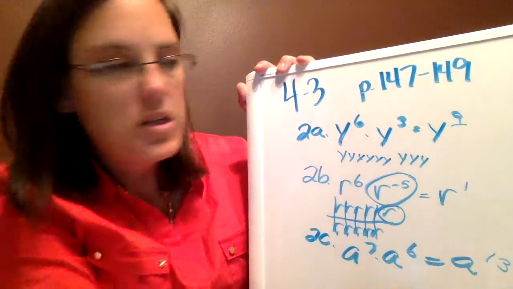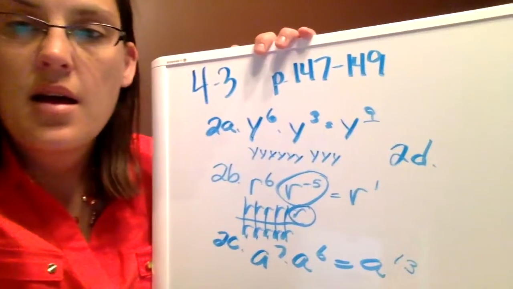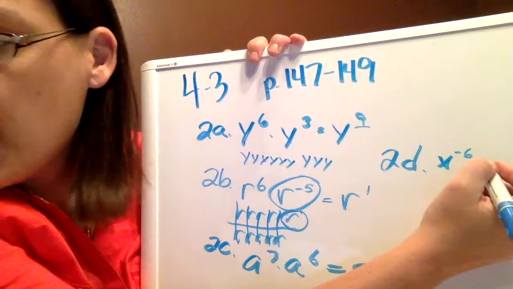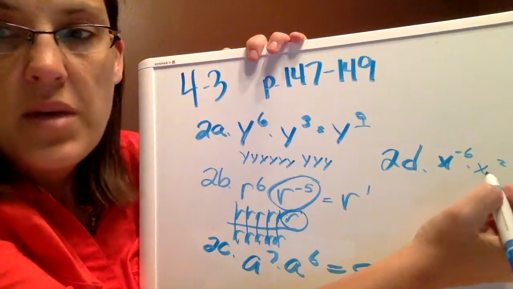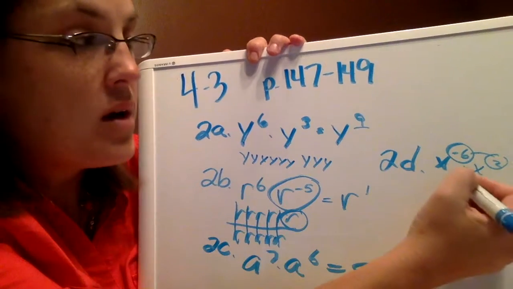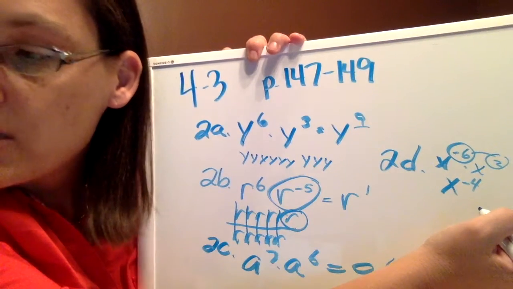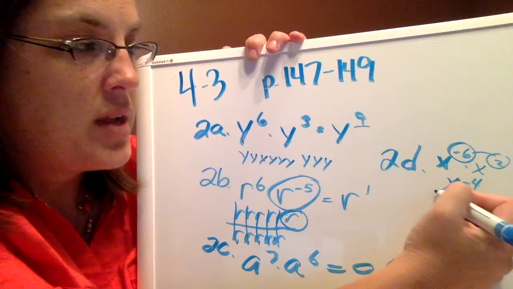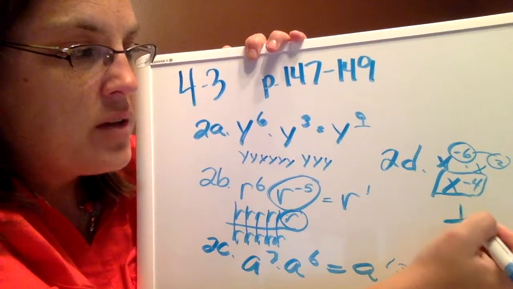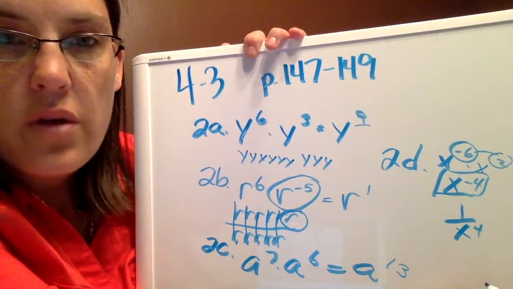And for number 2d, don't let this one trick you, but x to the negative 6th times x to the 2 would be x to the negative 6 plus 2. Negative 6 plus 2 is negative 4. I'm not going to write it as x to the negative 4 because it says to express using a positive exponent. So in order to make that exponent positive, I have to move it. So the final answer for 2d is 1 over x to the 4th.